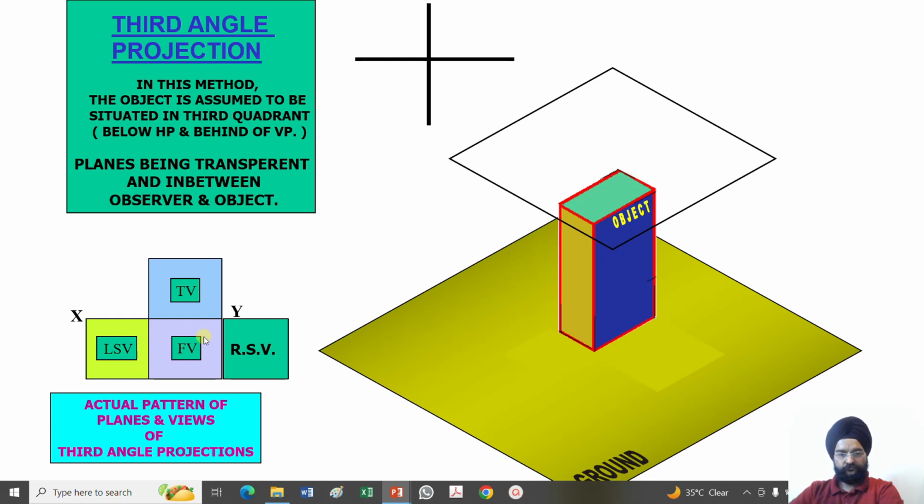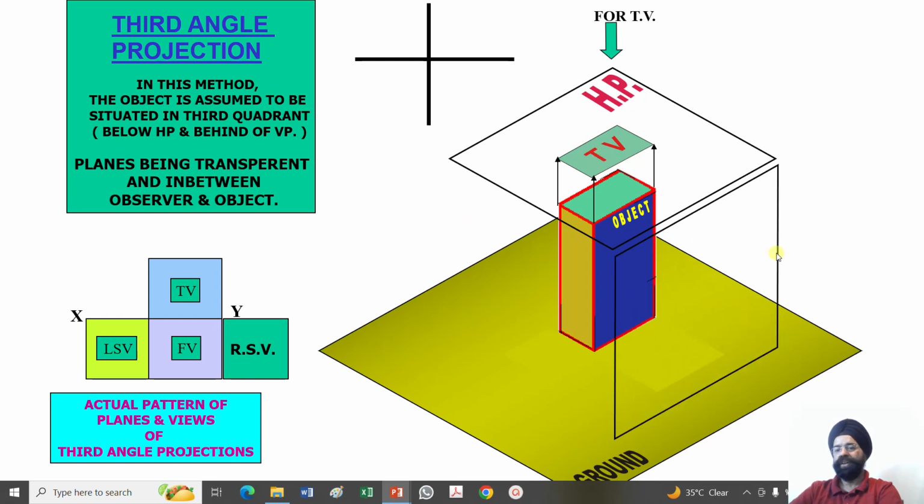The front view is drawn below the XY line. So this is the front view. This is my HP. So this gives me my XY line. The front view will be drawn straight. This is the top view which I am showing you right now. Now the front view, again, this is the intervening plane. So this is the intervening plane for the top view. This is the intervening plane for my front view. In third quadrant or third angle projection, the plane of projection lies between the observer and the object.